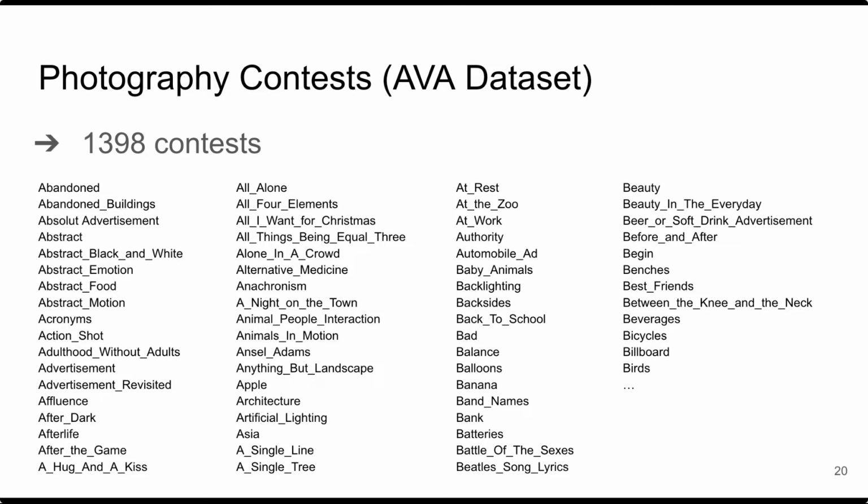Here is a list of contests from the AVA dataset. As you can see, the themes are very diverse. There are roughly 1,400 contests that AVA has contributed to, and there are roughly a quarter million photos rated by an average of 200 photographers.